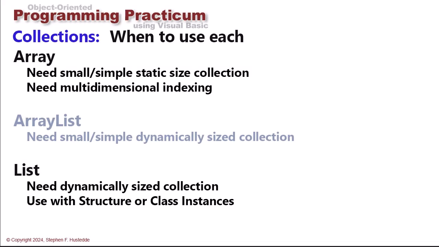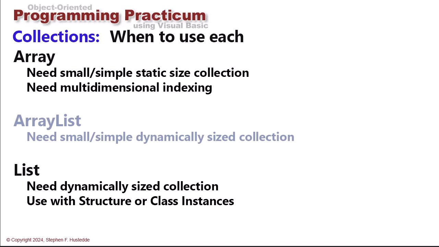A common question that comes up is, how do I know when to use which type of data collection? Here's my response. I'd use an array if I just need a very simple, small, static data collection. Maybe I need the days of the week or the months of the year. That's not going to change. Or if I need something that's multidimensional, and that's going to depend on my algorithm.